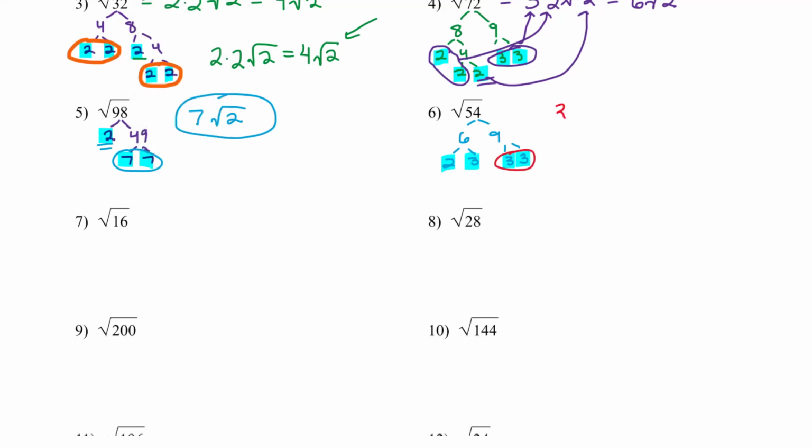So a 3 gets to go on the outside. But 2 and 3 aren't the same number. So for whatever reason in our prison analogy for radicals, 2 and 3 can't get along. They can't cooperate. So neither of them get to escape. They both have to go inside.